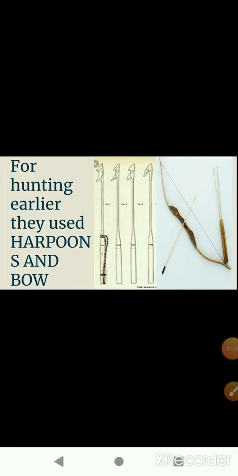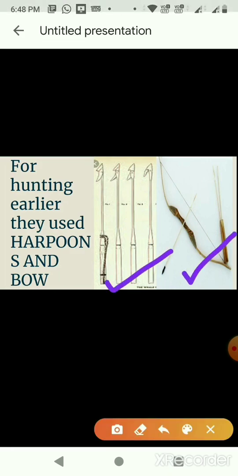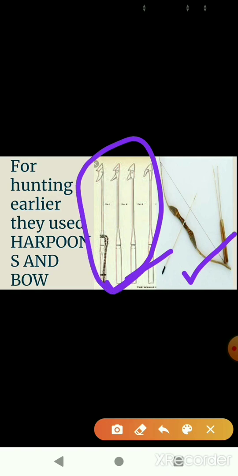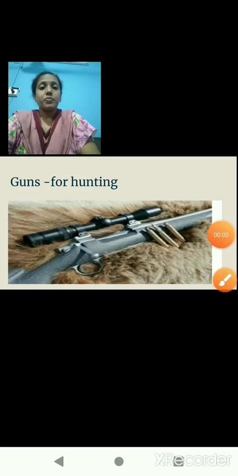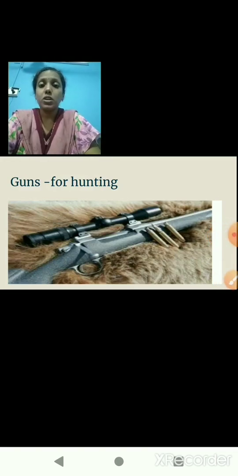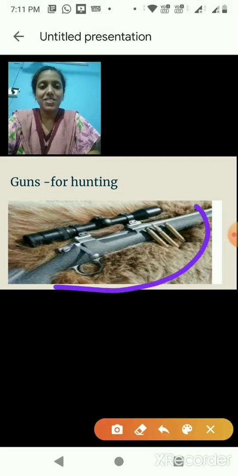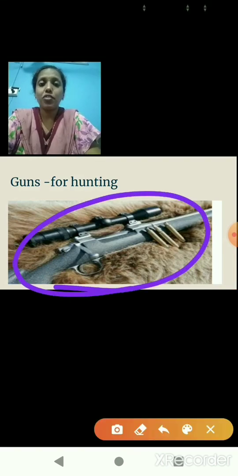Now children, for hunting, earlier they used harpoons and bow. Here are the images. Earlier they used harpoons and bow, but now they have switched over to guns. Guns are used for hunting. So they are a little more advanced now.